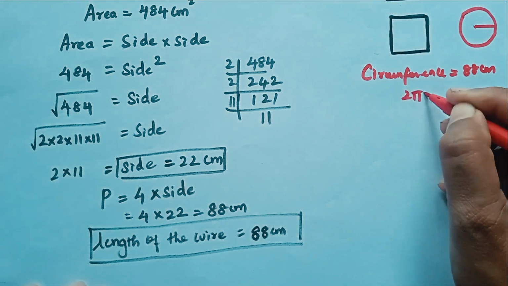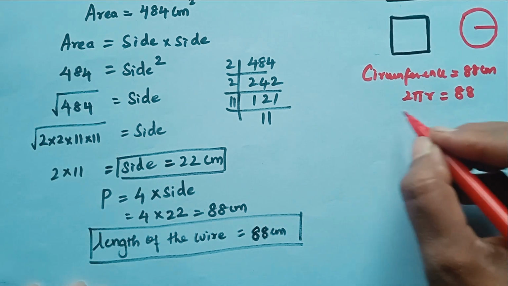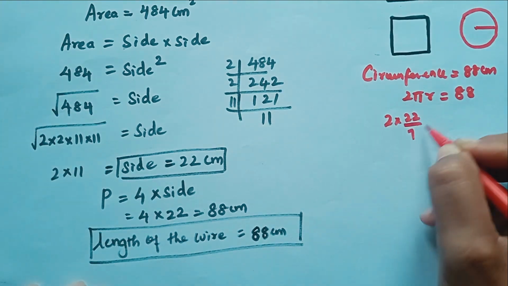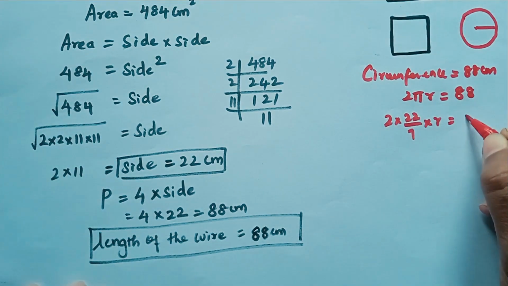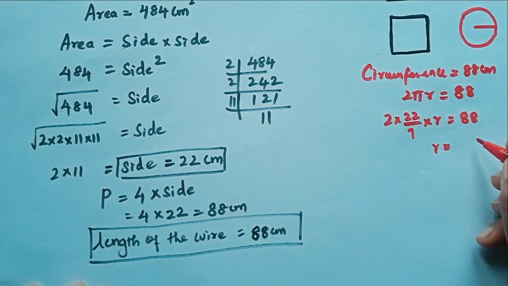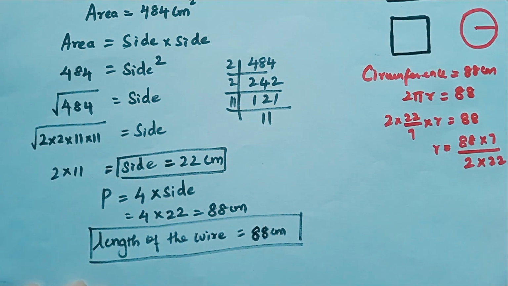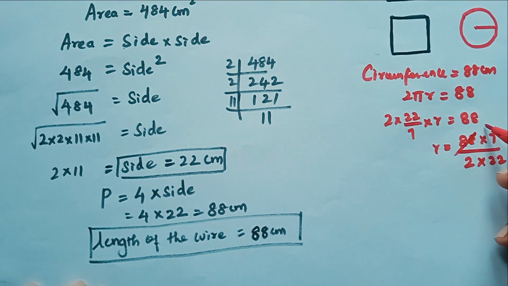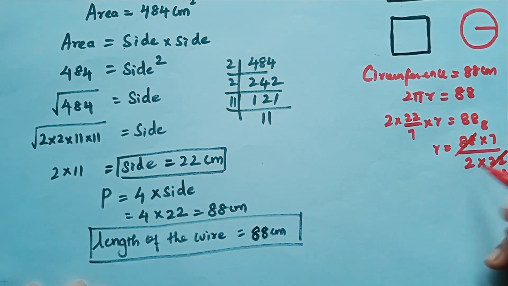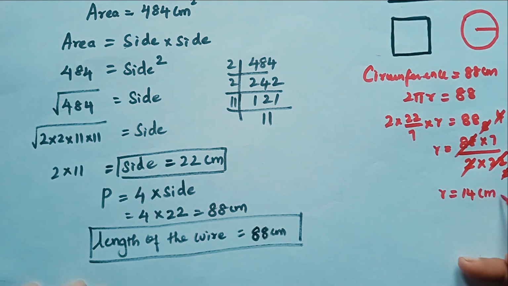So substitute in the circumference formula: 2 pi r is equal to 88. Substitute 2 into 22 by 7 into r, which we need to find, equal to 88. So r is equal to 88 into 7 divided by 2 into 22. So 11 times 8, 11 times 2. Cancel out 2 four times. Again 2 ones are 2, and 2 twos are 4. So r is equal to 14 centimeter.